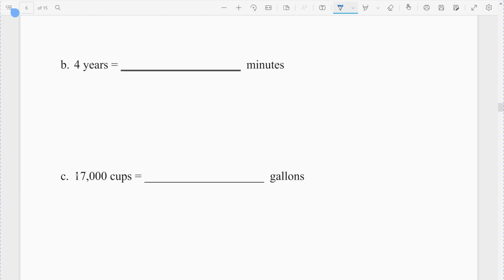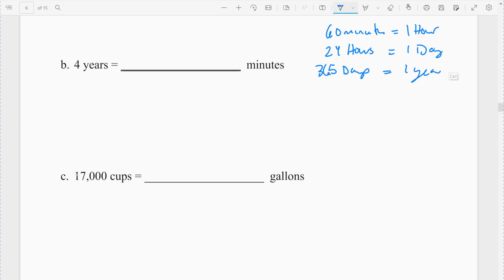But I can work backwards from minutes to hours, right? I know there are 60 minutes per 1 hour. I know there are 24 hours per 1 day. And I know there are 365 days per 1 year. So this time I'm going to use 3-unit conversions. I'm going to convert from years to days, days to hours, hours to minutes.